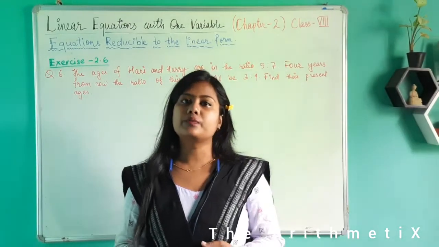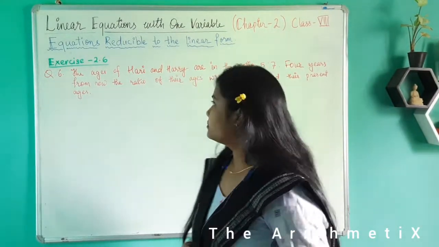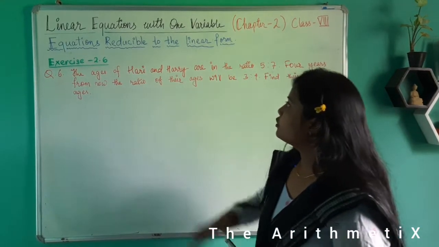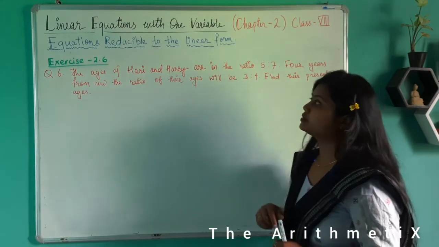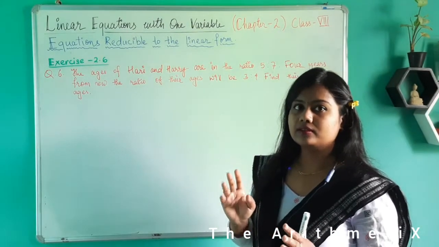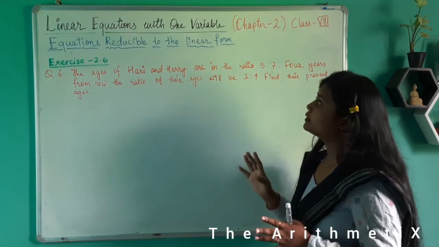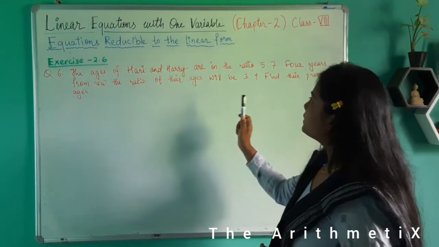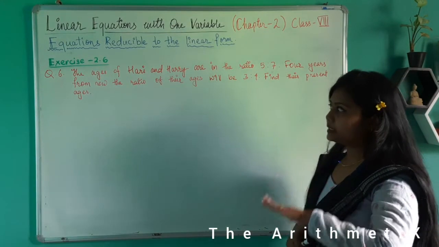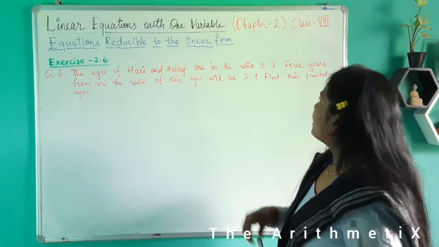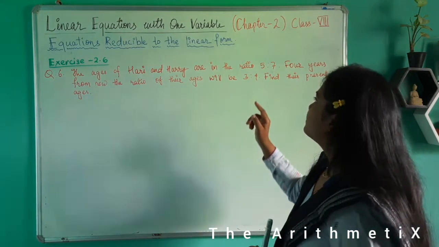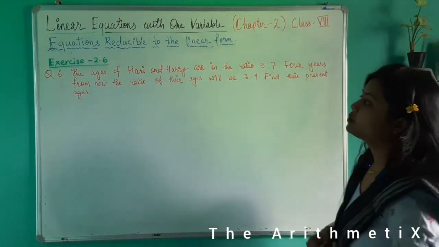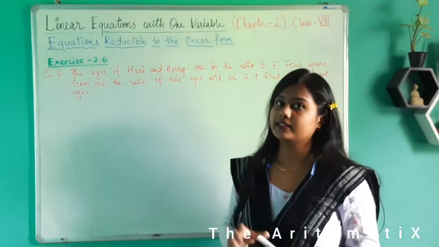Let us solve a word problem of this type in this exercise, that is question number 6. The ages of Hari and Harry are in the ratio 5:7. Two people are given and the ratio of their ages is given, that is 5:7. 4 years from now, the ratio of their ages will be 3:4. The present ratio of their age is given, and after 4 years, the ratio of their ages is 3:4. Find their present age. So we need to find how old they are now.